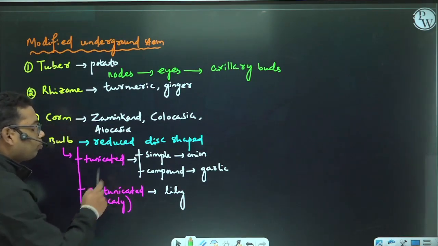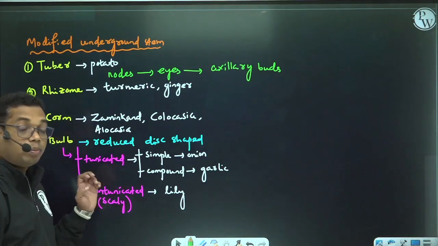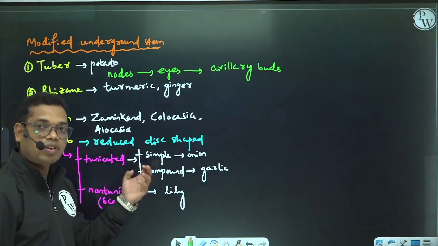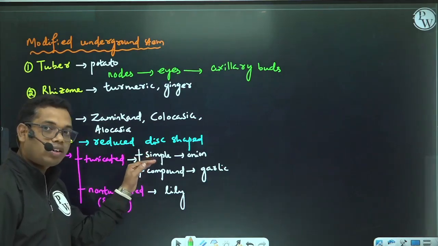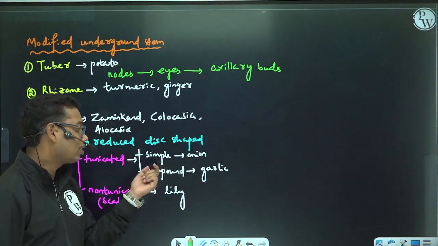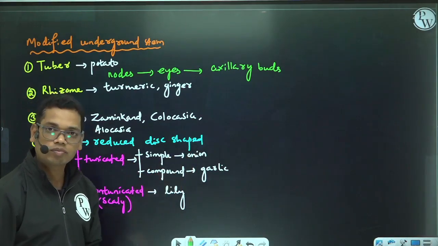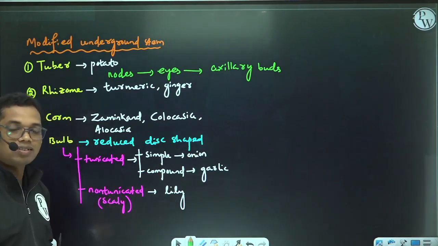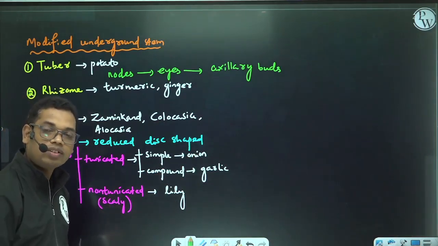And this tunicated bulb is further divided into two groups: simple tunicated bulb and compound tunicated bulb. Example of simple is onion, and example of compound bulb is garlic. So you have to remember these examples. You have to remember all these examples.